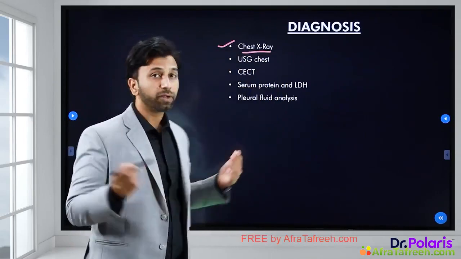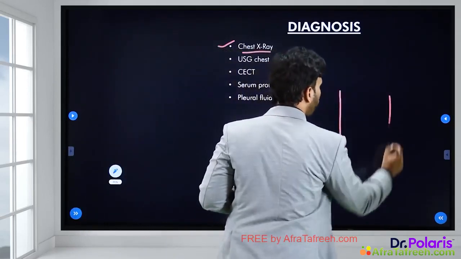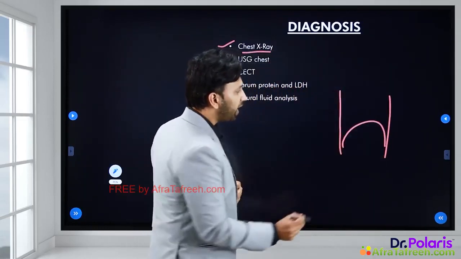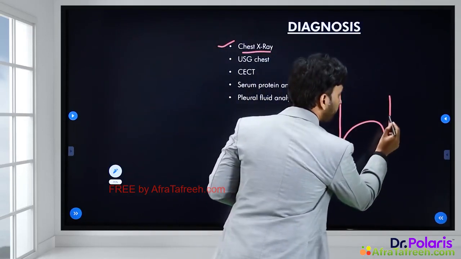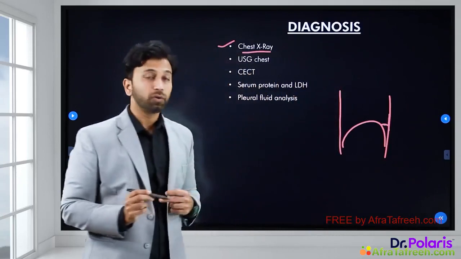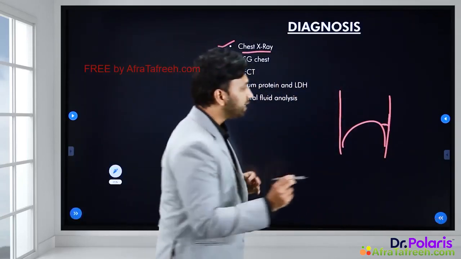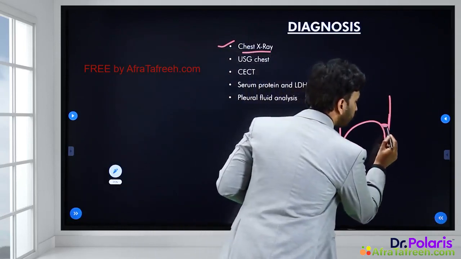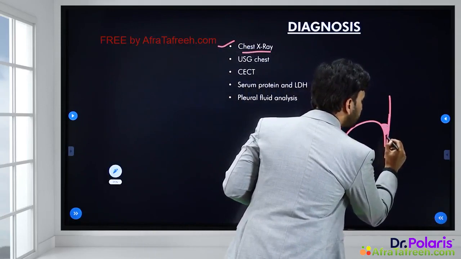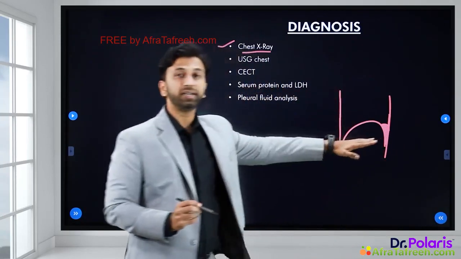So apart from the clinical examination, the next investigation you would get is a chest x-ray. When you get a chest x-ray, the first and foremost sign is an obliteration of the costophrenic angle. So this is the diaphragm, and the angle formed between the diaphragm and the costal margin is called the costophrenic angle. So whichever side is affected, the first and foremost sign is the obliteration of this angle. So whenever there is an increased fluid collection in the pleura, this angle is obliterated on a chest x-ray.